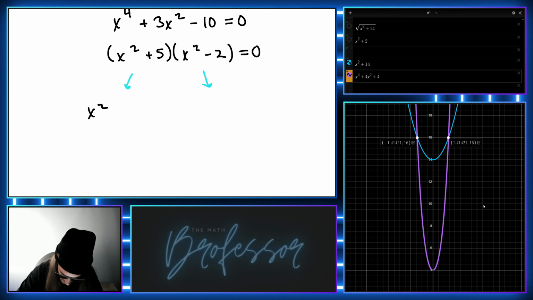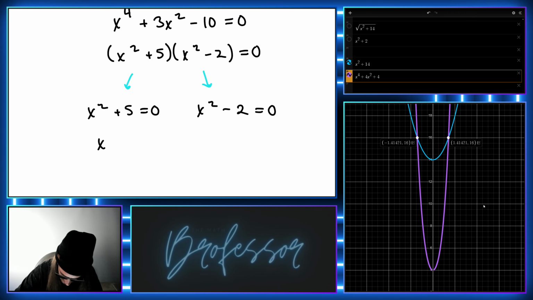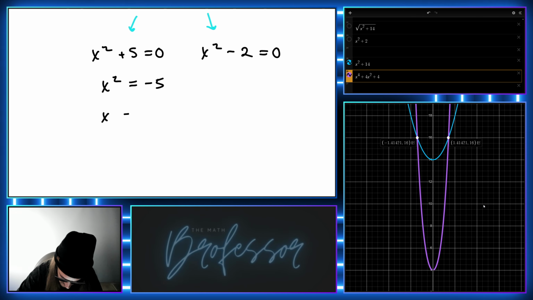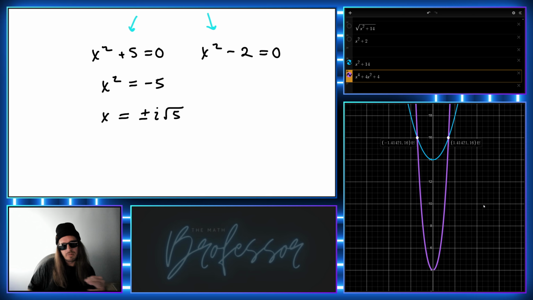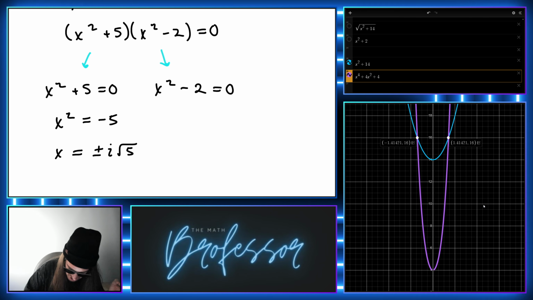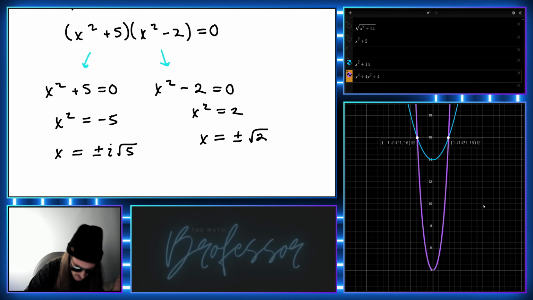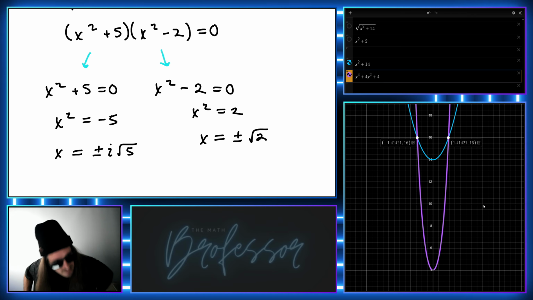Solve these. x squared plus 5 equals 0, x squared minus 2 equals 0. On the left, I would subtract 5 from both sides and then square root, which would give me plus or minus i root 5. Yes, the square root of a negative gives you i, so i has just entered the chat. Now we would add 2 to both sides on the other side, take the square root, and we'd have plus or minus root 2. That's your 1.414 that we've been seeing on the graph.